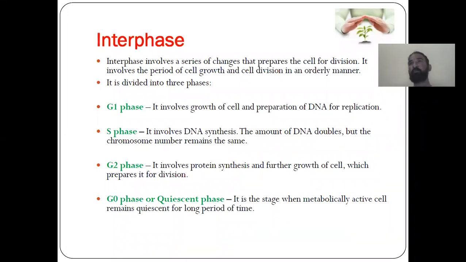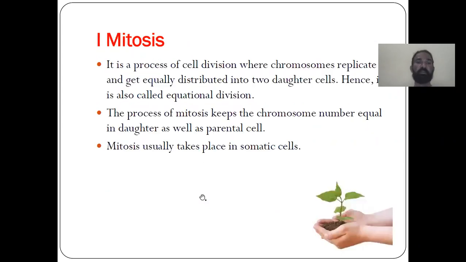One cell is divided to form two cells. Those two cells do not immediately undergo division. They have some resting period, and after that resting period, those cells are again involved in cell division. That resting period of the cell is called the G0 phase, or quiescent phase.